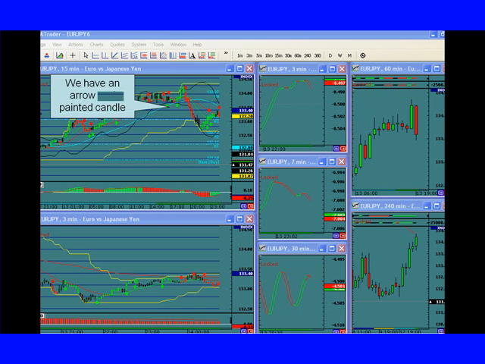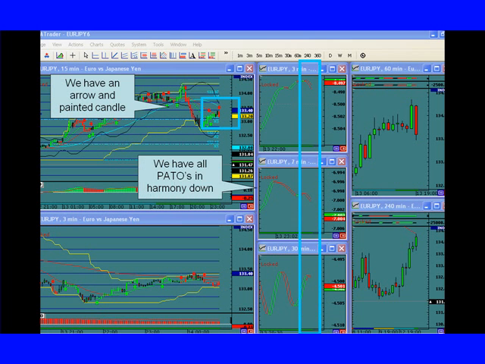And now we can see over here that we have an arrow and painted candle. That's our signal that the money is coming in a downward move because of the direction here, and we're headed into the desert. What do we need? We need confirmation from multiple time compressions telling us that this move is sustainable. So we have these little oscillators that we created called PAT-Os, okay? And we can see that the 3-minute is in harmony for a down move. The 7-minute is in harmony for a down move. The 30-minute is in harmony for a down move.